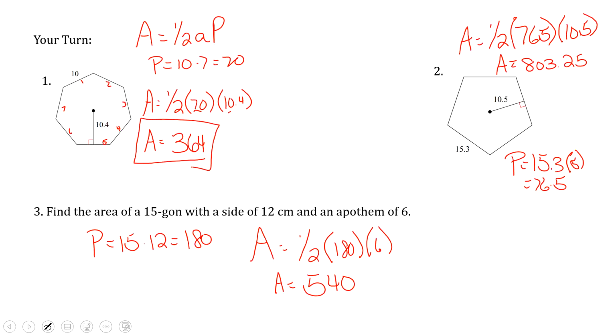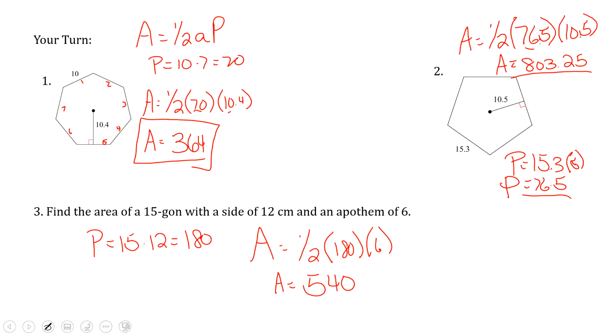Number 2, we have a pentagon. Its side length is 15.3, times 5 gives me a perimeter of 76.5, which I plug in here. So I got 1/2 times 76.5 times 10.5. Multiply that out, and my area there is 803.25.